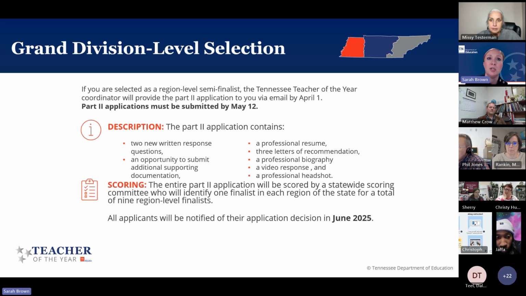The entire Part 2 application is also going to be scored by a statewide scoring committee who will identify 1 finalist in each of the regions for a total of 9 region level finalists. Then all applicants will be notified of that application decision in June. I don't want to give you a date because I'm not sure exactly, but it will be in June, probably early June.